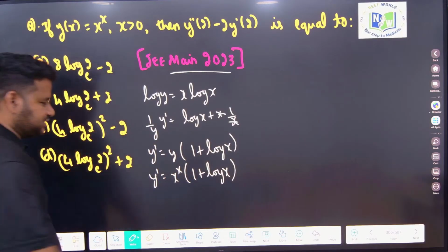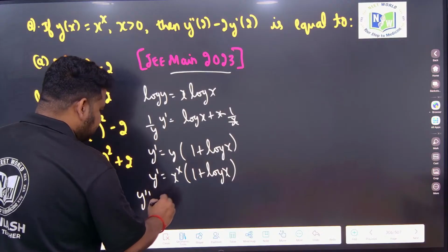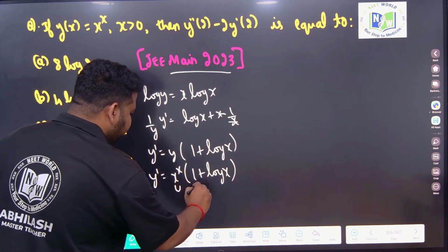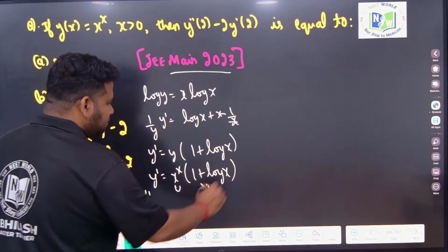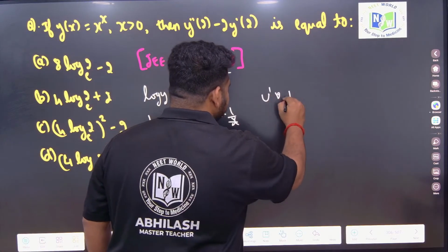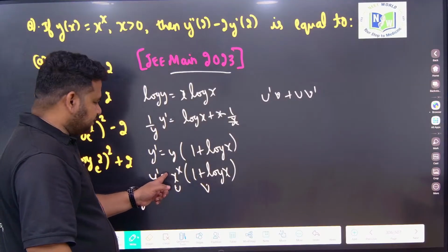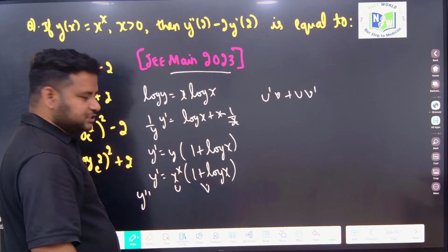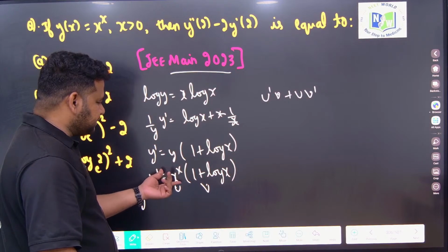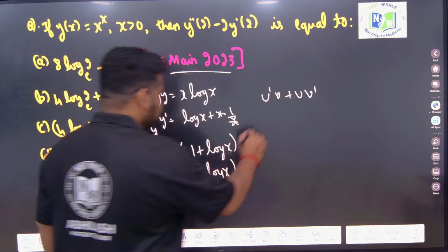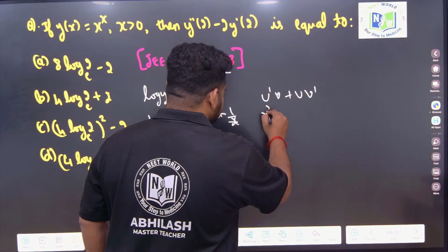Now y double dash. If I want to find out y double dash, definitely I should apply the UV rule. So this is u, this is v. So we should do u dash v plus uv dash. U dash is what here? U dash is x power x differentiation, which is x power x into 1 plus log x.